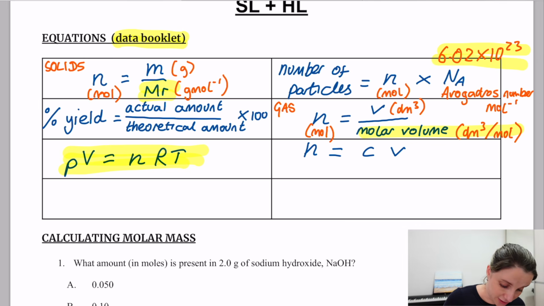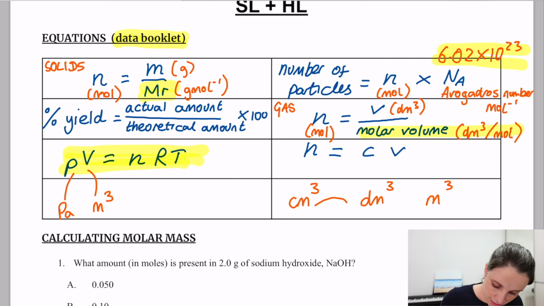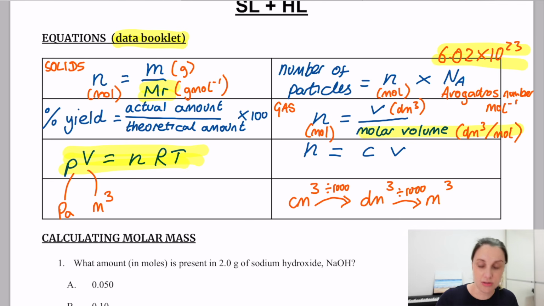So the P stands for pressure. It is measured in pascals. The V, which is volume, is measured in meters cubed. So a really key thing to remember is that to go from centimeters cubed to decimeters cubed to meters cubed, all of these you're dividing by 1,000. You're 1,000 times bigger in units than each other. So you're going in order.